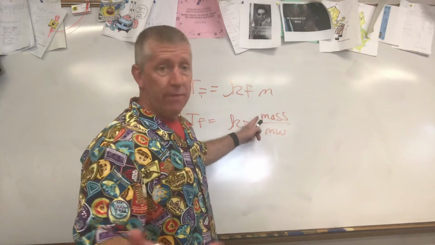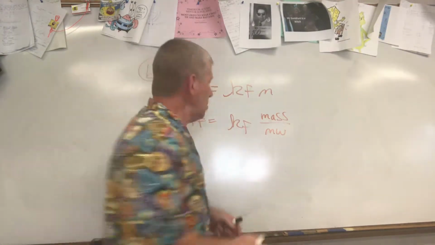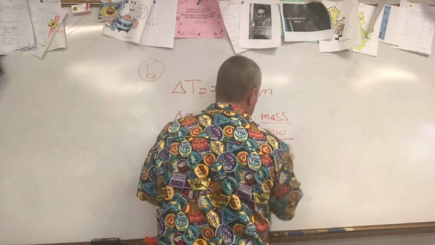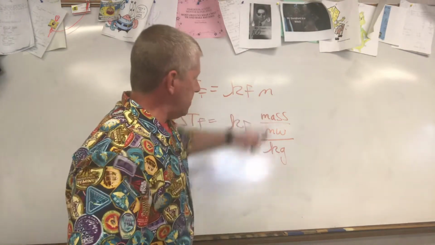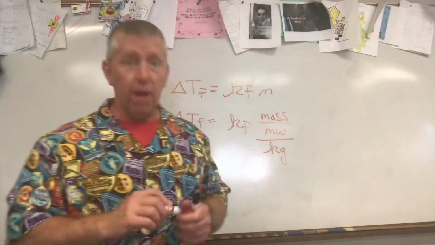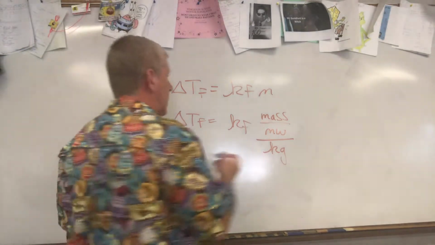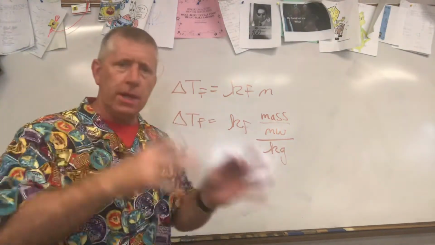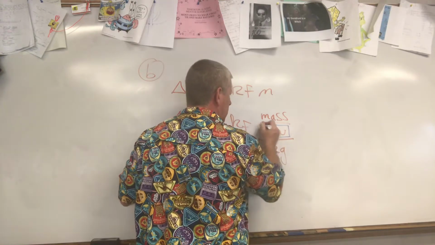You take the mass that you have and you divide by the molecular weight off the periodic table. That's how you get moles. So that's moles, and kilograms goes on the bottom. So molality breaks down to this. That's what we need to solve calculation B. You are trying to find the experimental molecular weight, which is right here. We're trying to find that.